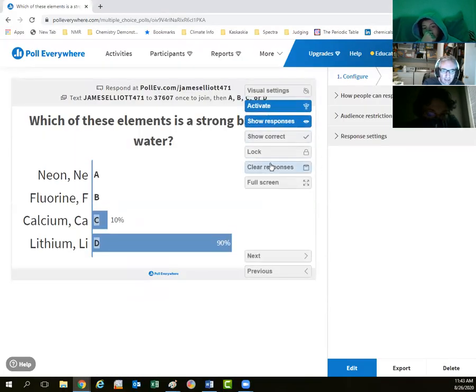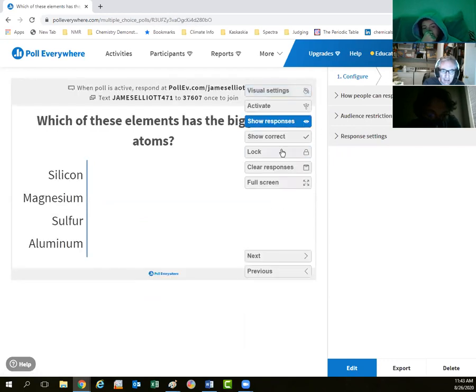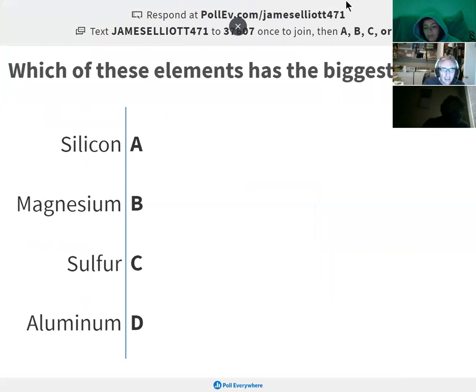Interesting. Let's go to our final question before we do a little bit more this morning. So let's see. Full screen. Which of these elements has the biggest atoms? Silicon, magnesium, sulfur, or aluminium?